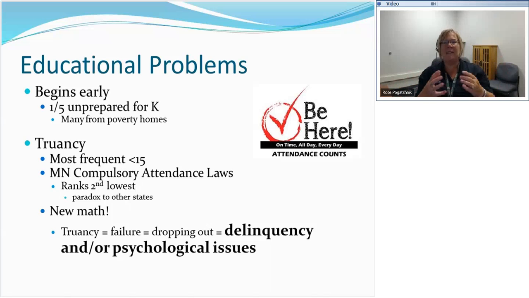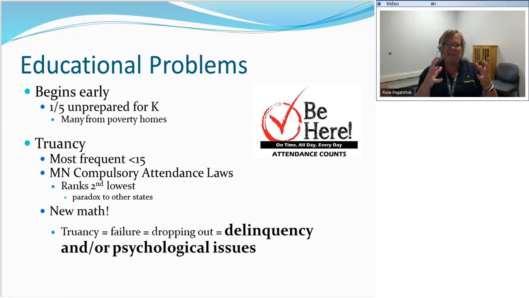Truancy, so not going to school, is the most frequent status offense for kids under age 15. Minnesota, kind of tooting my own horn, I'm from Minnesota. We have what are known as Minnesota compulsory attendance laws. We require our kids to go to school until at least the age of 18 or get their GED, where other states allow kids to drop out at 16.